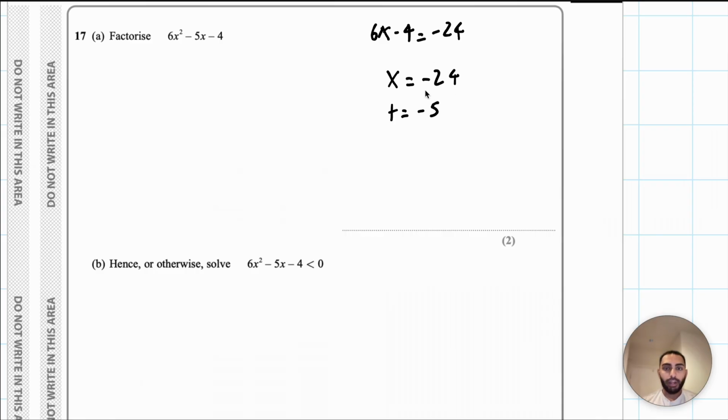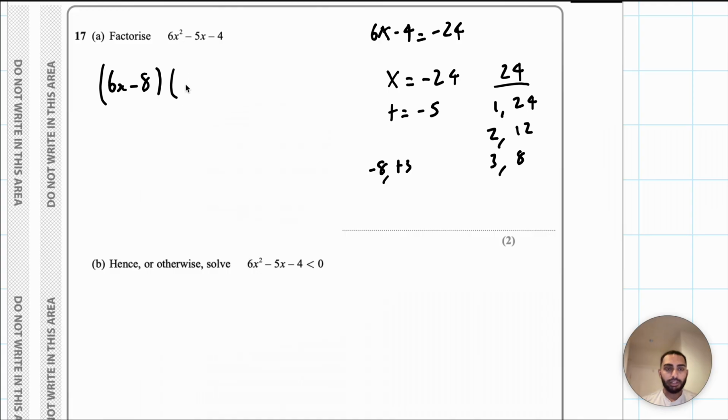I'm going to write out my factors of 24. So that'd be 1 and 24, 2 and 12, 3 and 8, and I think it'll be 3 and 8. One of them will have to be negative because they're multiplying to become a negative. So it's either going to be positive 3 and negative 8, or negative 3 and positive 8. So I think it'll be negative 8 and positive 3. Because this is a 6x squared, I'm going to write 6x in the first bracket, minus 8, and in the second bracket, 6x again, plus 3.